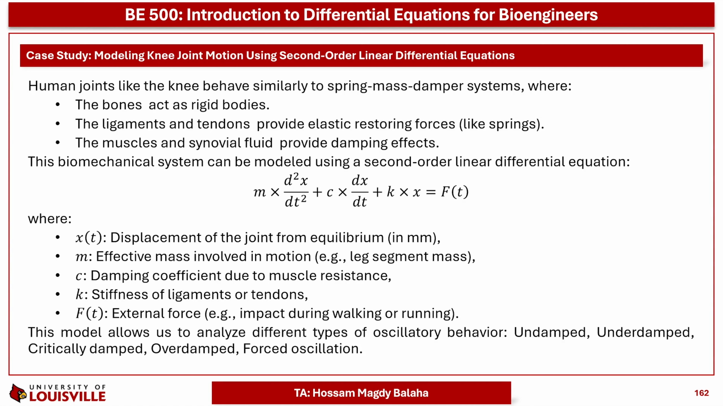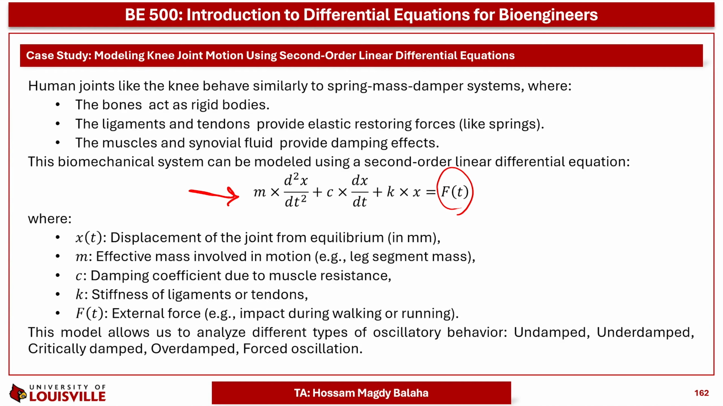So we can simply model that using our system, which is the second derivative multiplied by m, the first derivative multiplied by c, and k multiplied by x, and we have a force here, f of t, which is the external force or external input. x of t is the displacement of the joint from equilibrium, and m is the effective mass involved in motion, such as the leg segment mass. c is the damping coefficient due to muscle resistance, k is the stiffness of ligaments or tendons, and f of t is the external force, like the impact during walking or running.